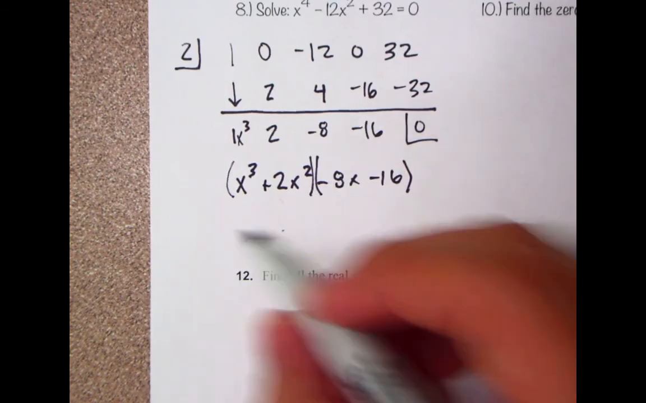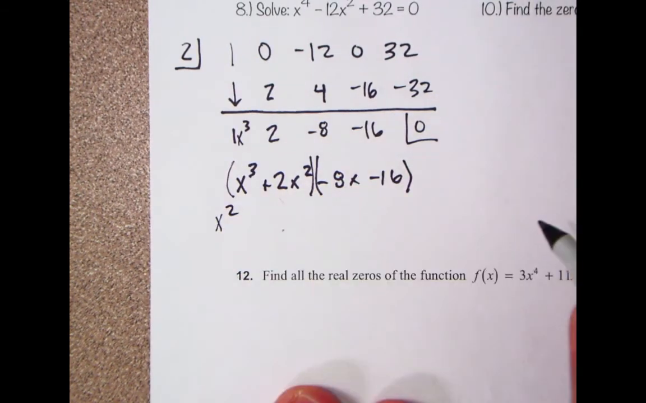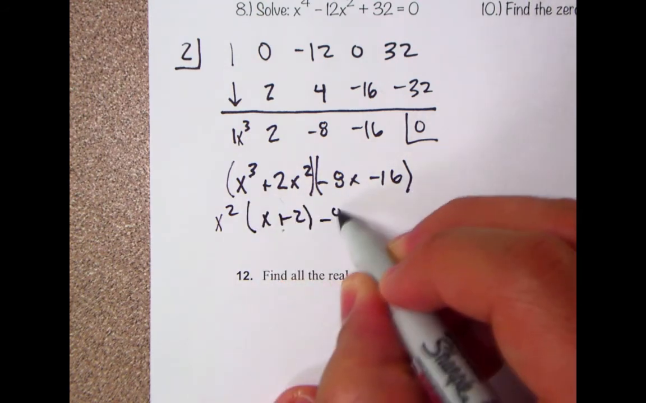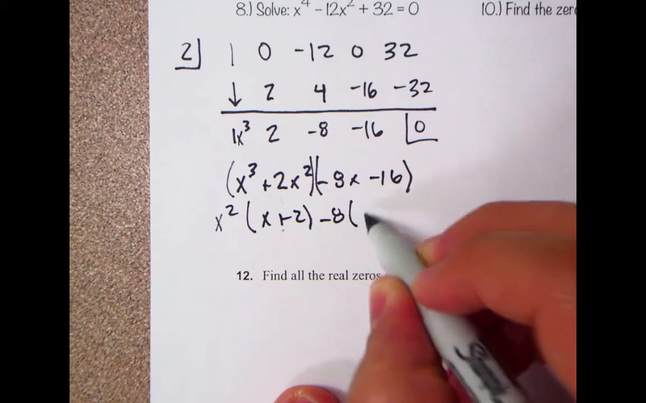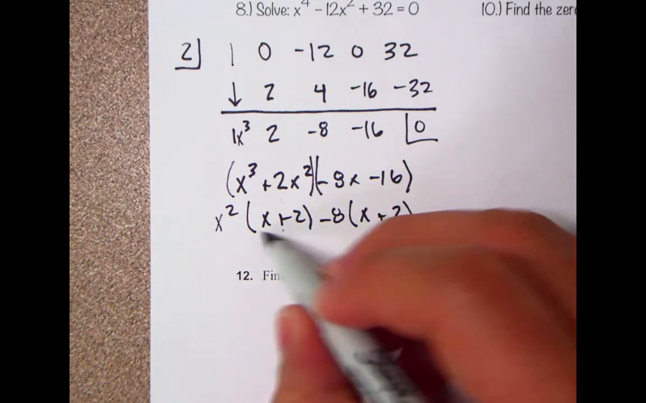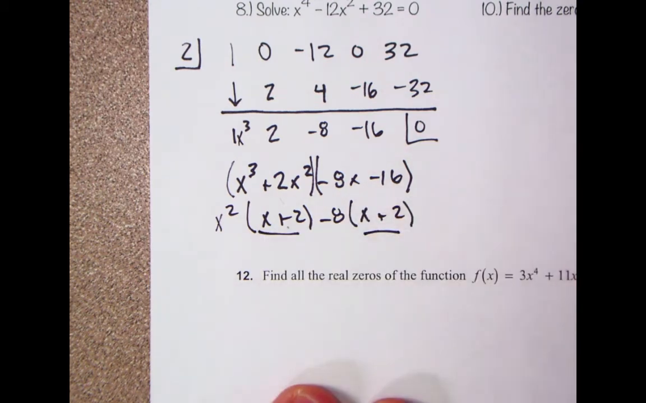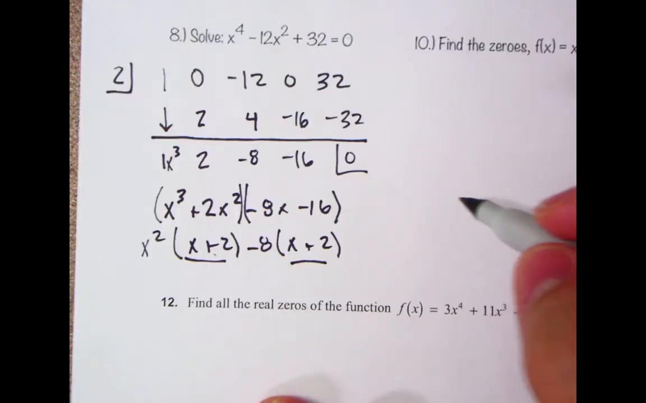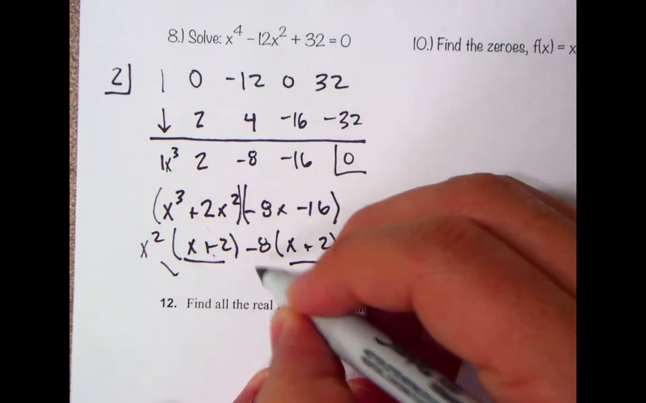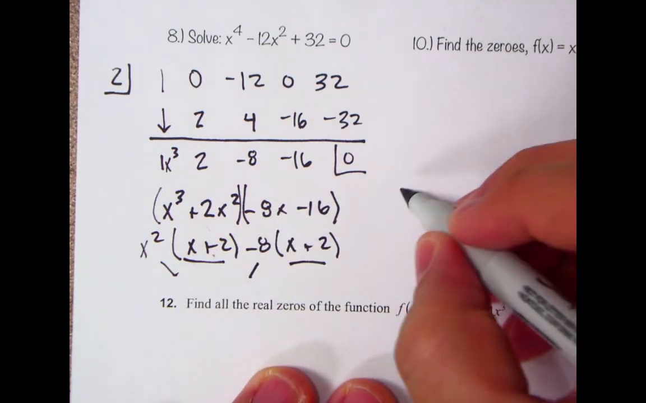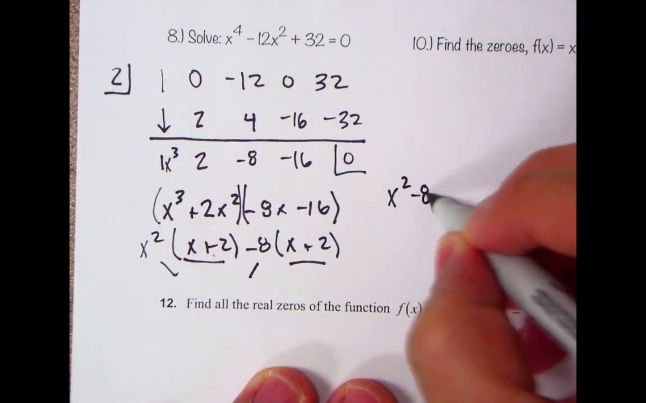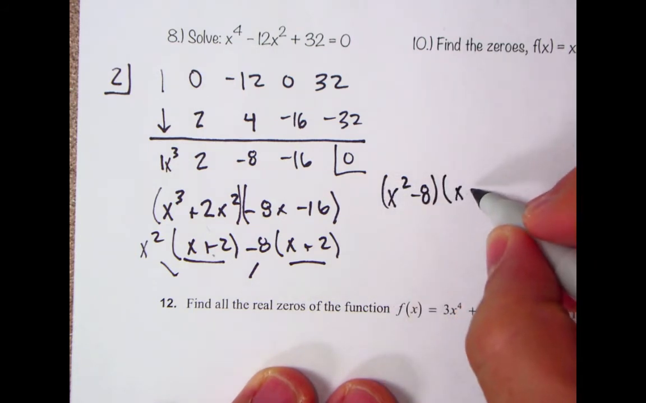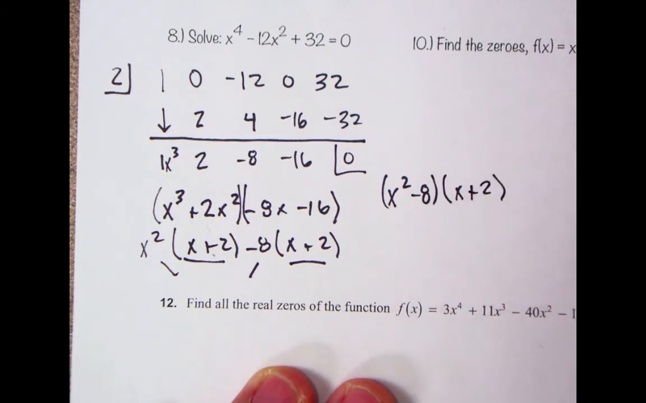So I'm going to use grouping. Here I'll take out an x squared, which leaves me with x plus 2. Here I'll take out a negative 8, which will give me x plus 2. I know I did that right because both of my parentheses are the same. So I'm gonna continue over here so I have some space. I combine the 2 GCFs into x squared minus 8, and then the common factor of x plus 2.